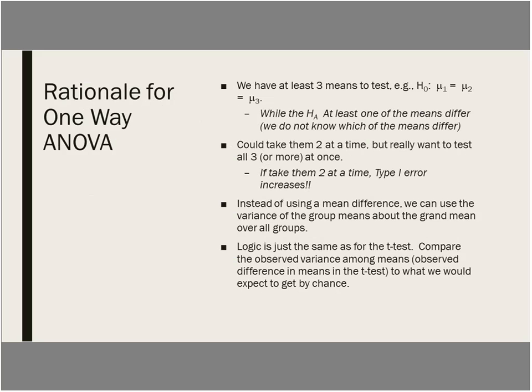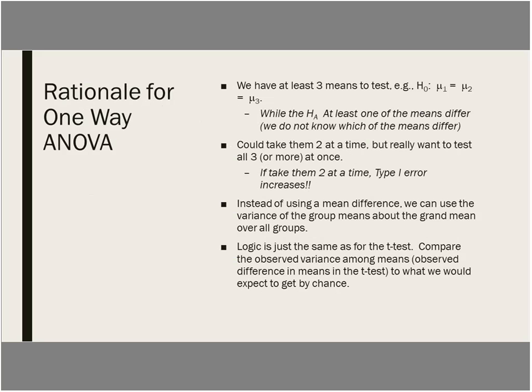So what's the rationale for the one-way ANOVA? Well, you have three means to test. So we have the null hypothesis, mu1 equals mu2 equals mu3. Essentially, the null hypothesis is saying there are no differences between the means, where everything is the same, while the alternative hypothesis simply says at least one of the means differ.